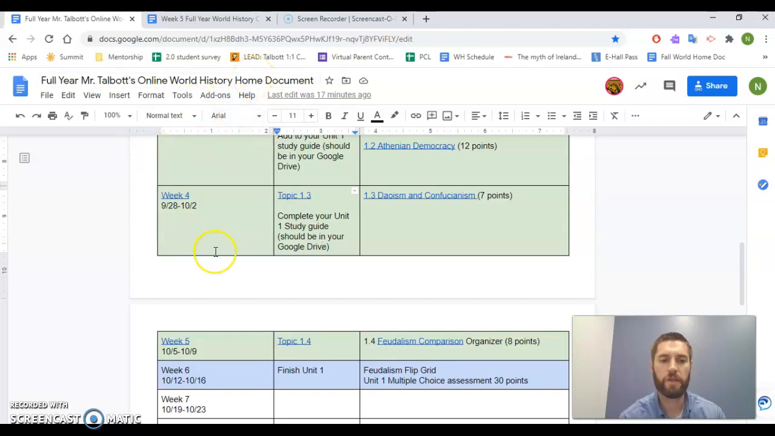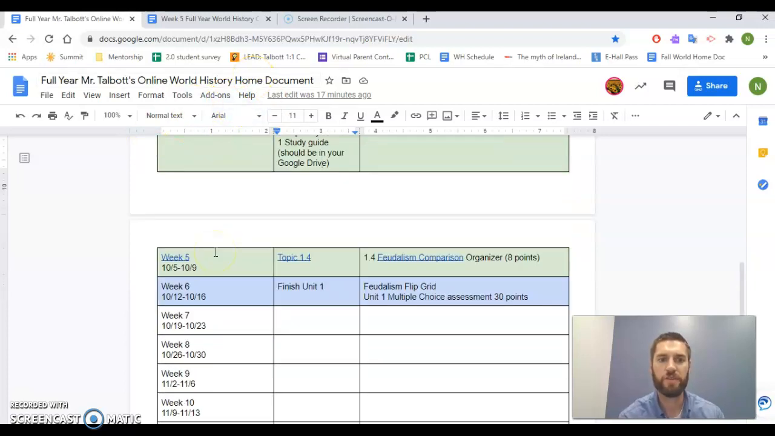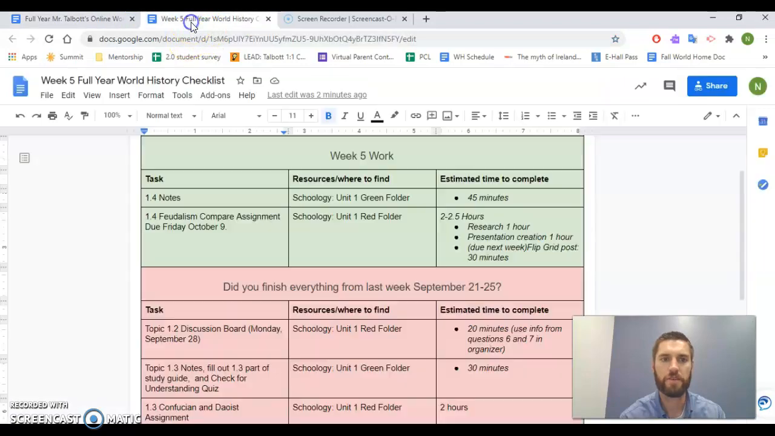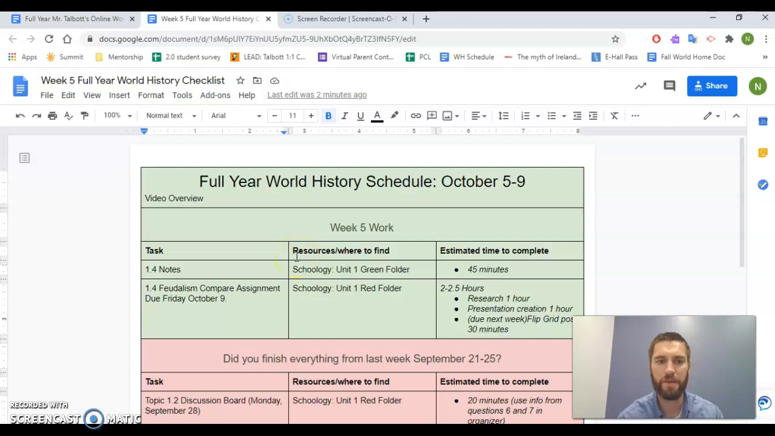I wanted to go over our checklist for this week because it's Monday, so we're jumping into week 5 of our world history class. Make sure you're clicking on the right link. You got to this through our class home document, and it's also going to be sent out in an email for you. Remember, the green is what we're working on this week, the red is from last week, and the blue is looking forward.